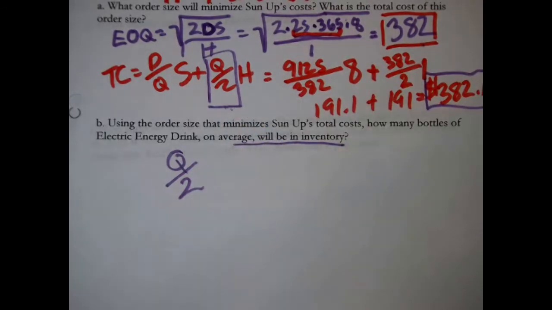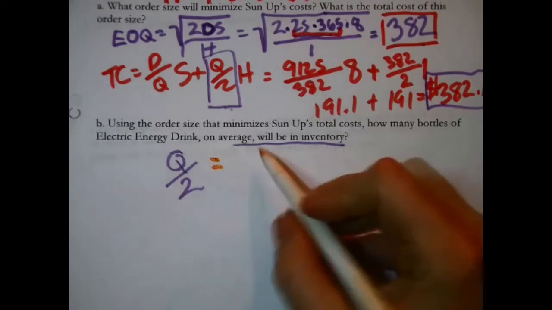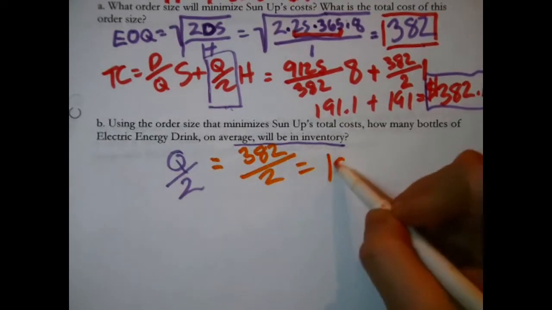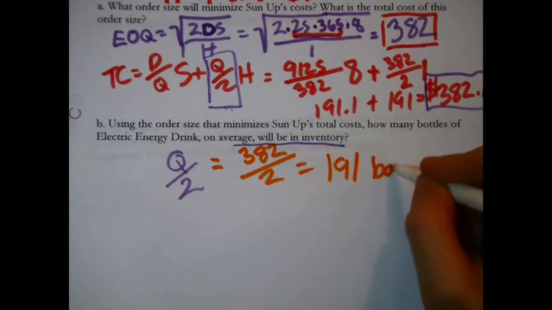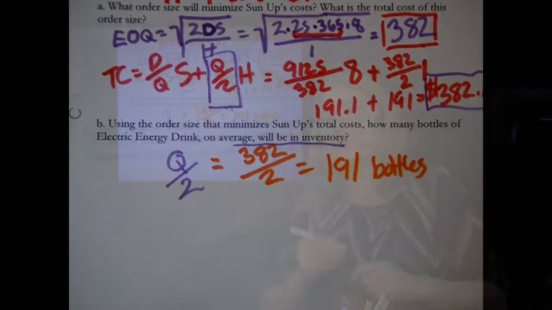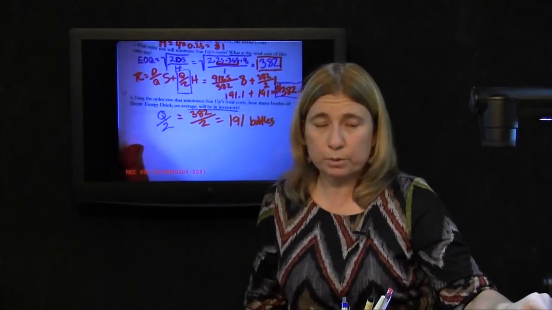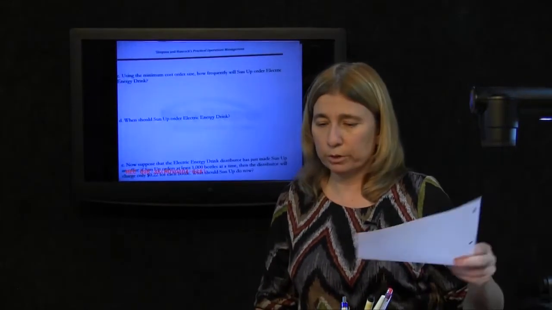So the only thing that we need to do is take the order size that minimizes their cost, 382, divided by 2, 191. So 191 bottles will be at the SunUp convenience store on average if they use this policy. What else do we need to know?